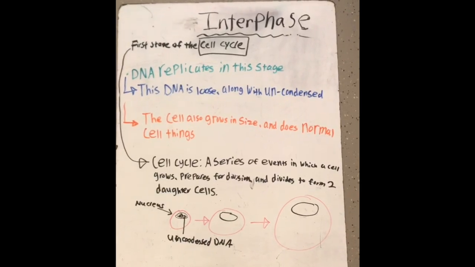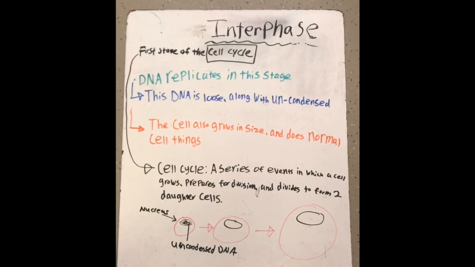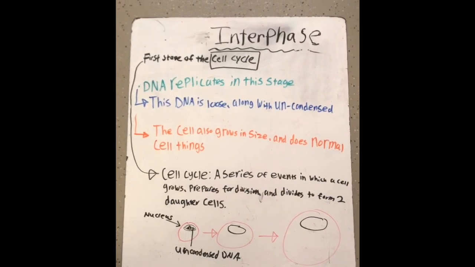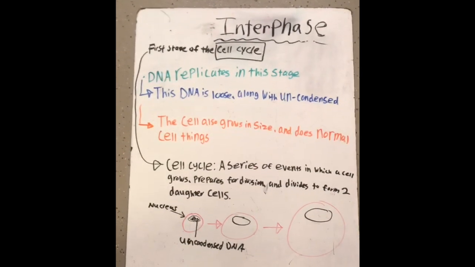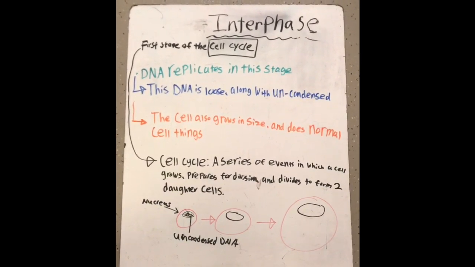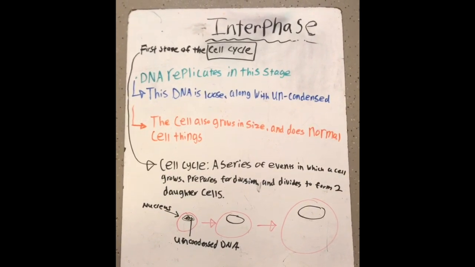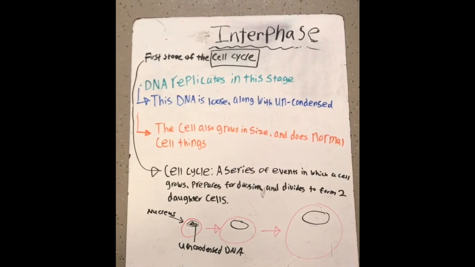The first step of the cell cycle is interphase. The cell cycle is a series of events in which a cell grows, prepares for division, and divides in order to form two daughter cells. So in interphase, the DNA replicates, and also in this stage, the DNA is loose and uncondensed. In interphase, the cell also grows in size and does normal cell activities.